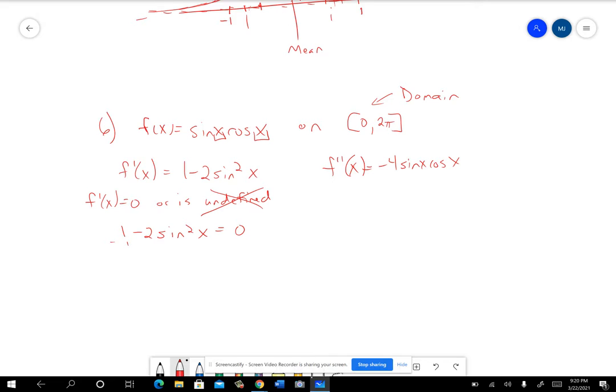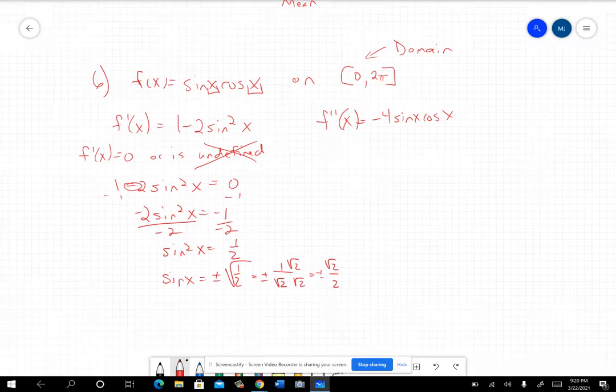So we're going to subtract 1. Don't lose that negative that's left in front of the 2. Okay, divide by negative 2. So we get sine squared x equaling a half. So when you square root both sides, don't forget you're going to get plus or minus the square root of 1/2, which is plus or minus 1 over the square root of 2. And if we rationalize that, we get plus or minus square root of 2 over 2. Now that should sound vaguely familiar, okay?